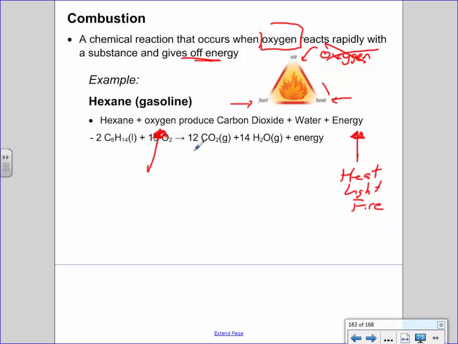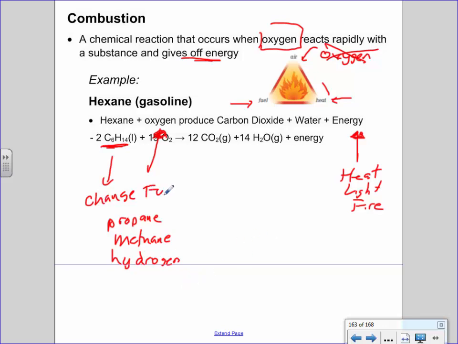Now, the example I have right here is actually gasoline in your car. Hexane would be this compound right here. But this one here can change. It does not have to be hexane. It could be propane. It could be methane. So many different chemicals will combust. It could be hydrogen even. So what I need you guys to know about combustion is that it always starts with a substance, a fuel.